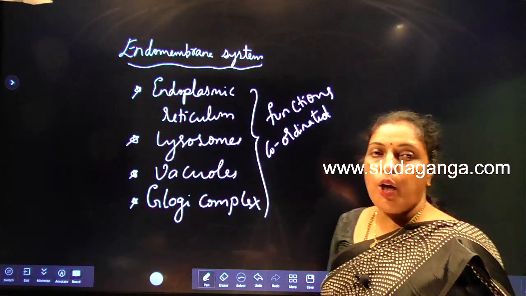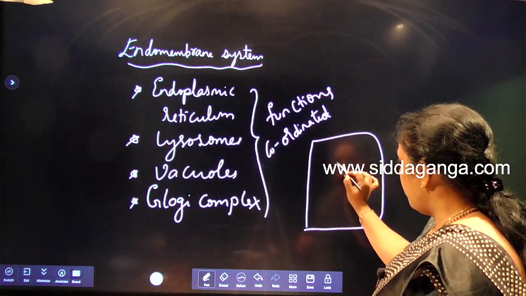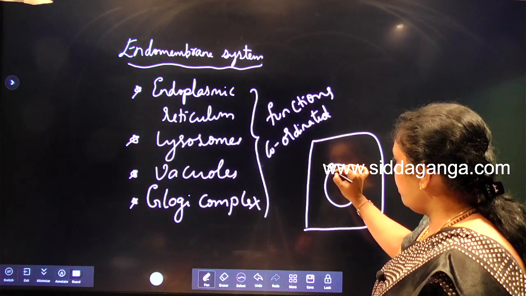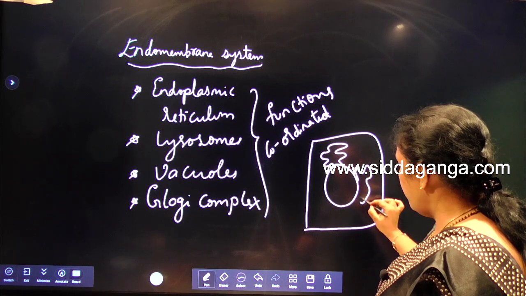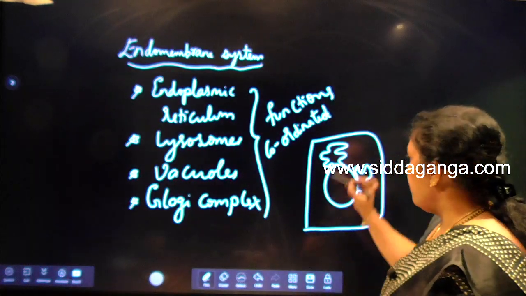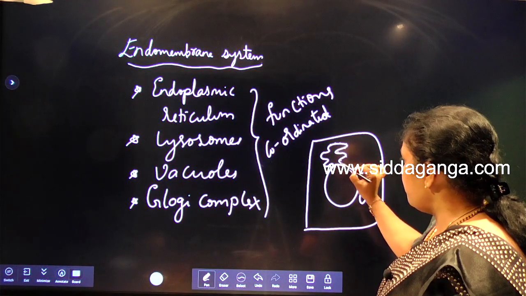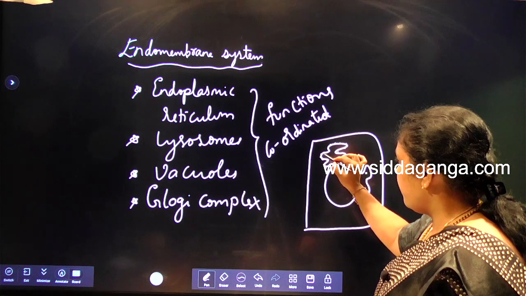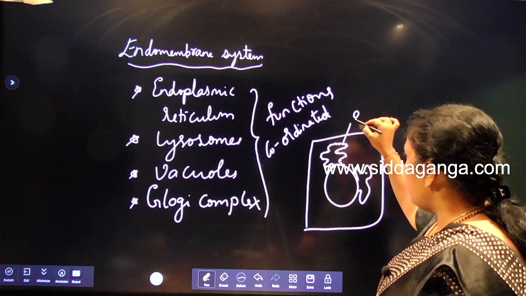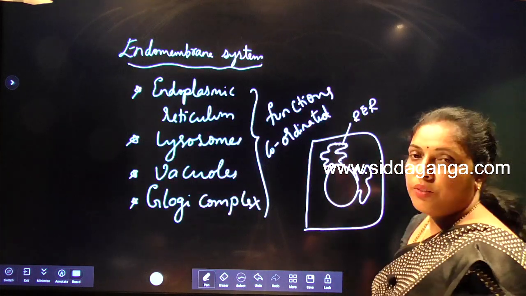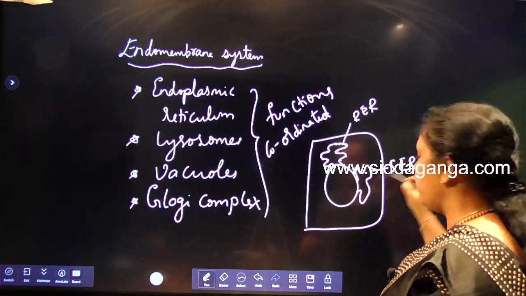So coming to the endoplasmic reticulum, we know that attached to the nuclear membrane, we see the endoplasmic reticulum. There are two types of endoplasmic reticulum. Rough endoplasmic reticulum, when we see the presence of ribosomes on its surface, like this. If ribosomes are present, it is called rough endoplasmic reticulum. If ribosomes are absent, it is called smooth endoplasmic reticulum.